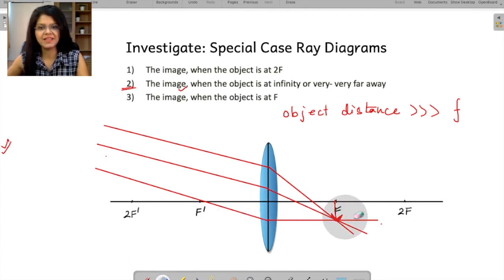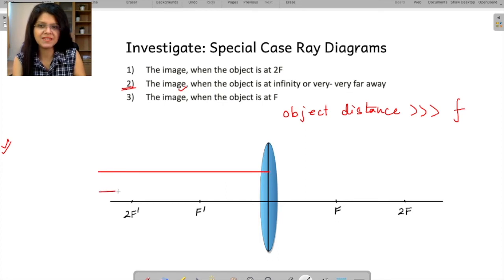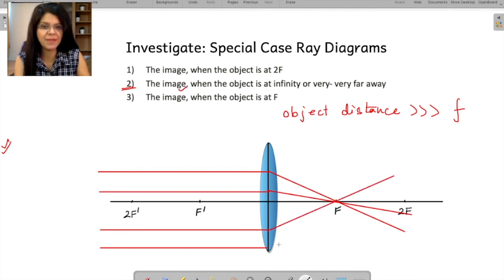What is the basic thing that we have learned about a parallel set of lines? When they come parallel to the principal axis. Same thing, another way around, I am telling you. Say the object is very far away and the rays are coming parallel to the principal axis, something like this. What happens? You'll get a dot image in this case because they are parallel to the principal axis. All the rays of light will pass through the focus. That's one of your construction rays. A ray of light which comes parallel to the principal axis, after passing the lens, moves through the focus. So you'll get a very tiny image here.